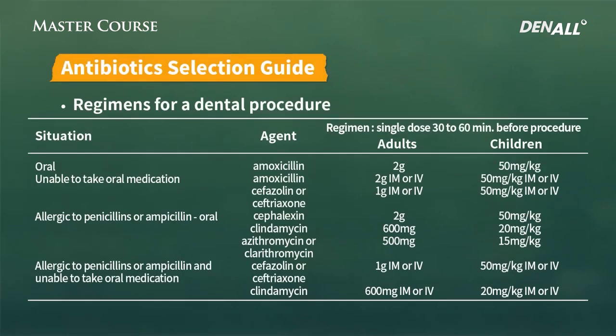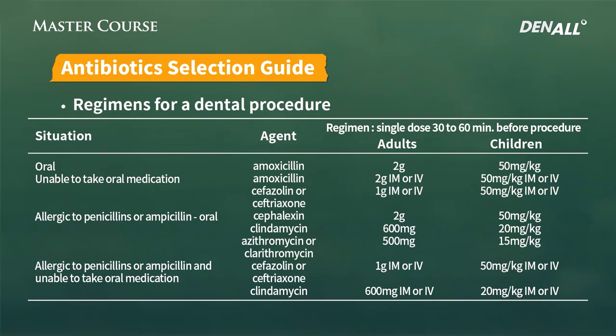This is the antibiotics regimen for a dental procedure for prophylactic purpose. This guideline is from the American Heart Association. This is to administer antibiotics before a dental procedure. Of course, this is a guideline to prevent infective endocarditis. However, clinically, it is desirable to follow this guideline.